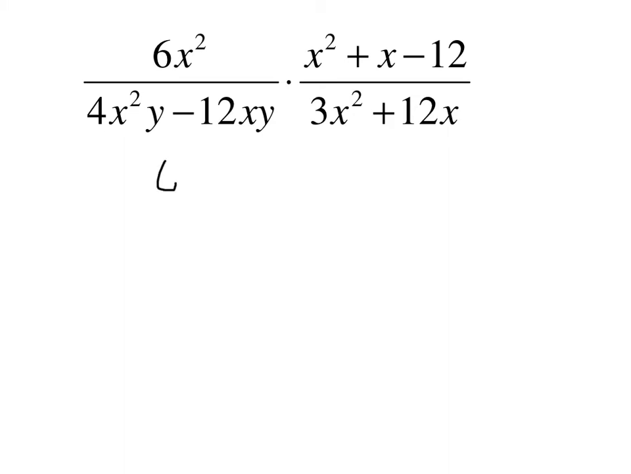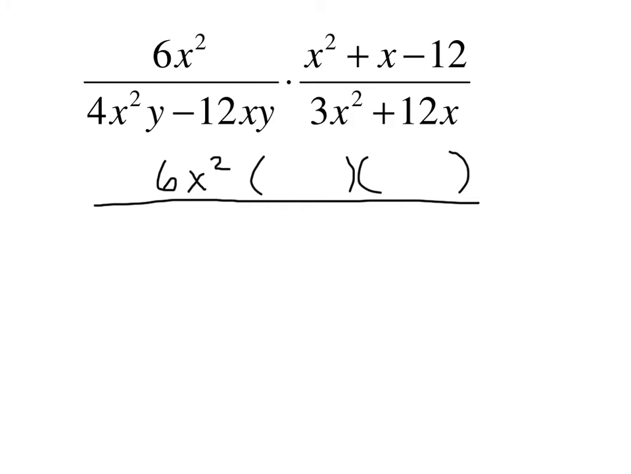Once again, let's take that approach of factoring everything so we can see what can be canceled. x squared plus x minus 12. What are the signs? What factors of 12 do you want to use? 3 and 4. Which one is positive? 4 has to be positive so that you end up with a positive x as our middle term.